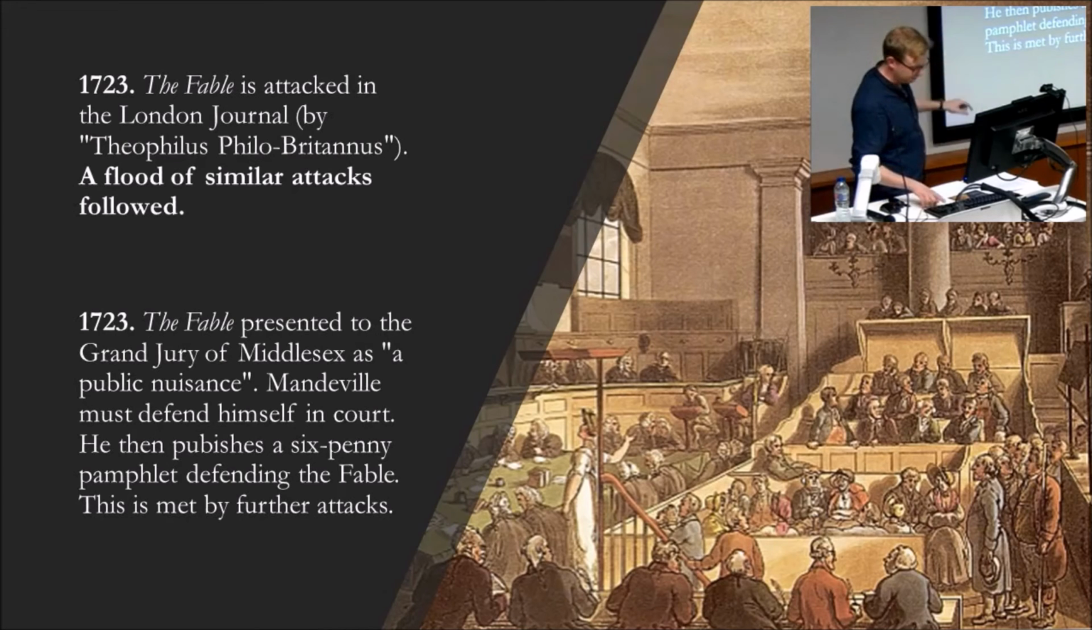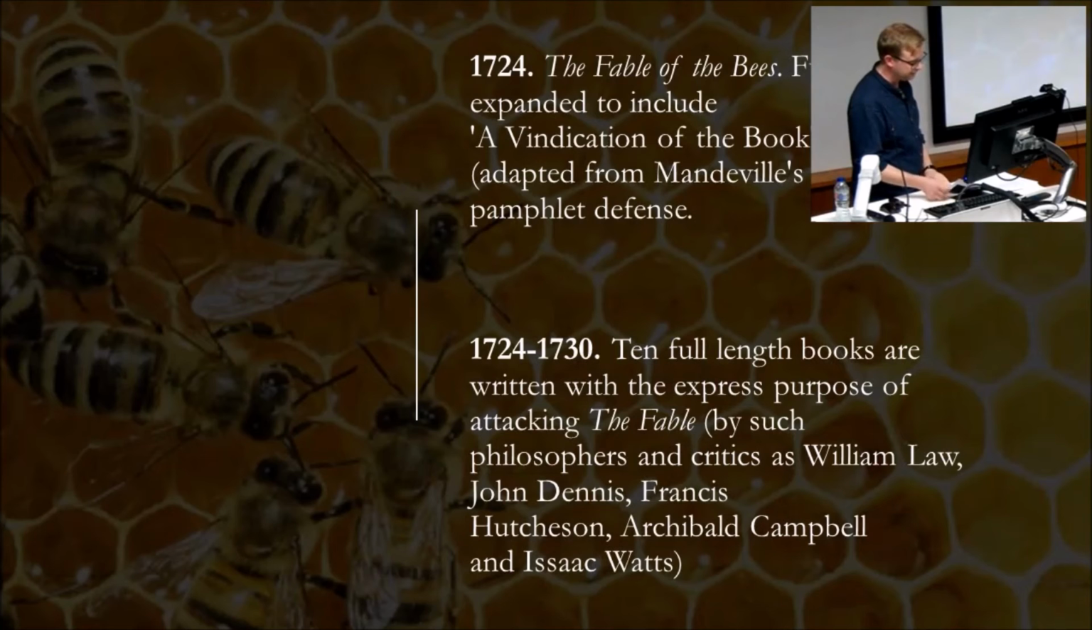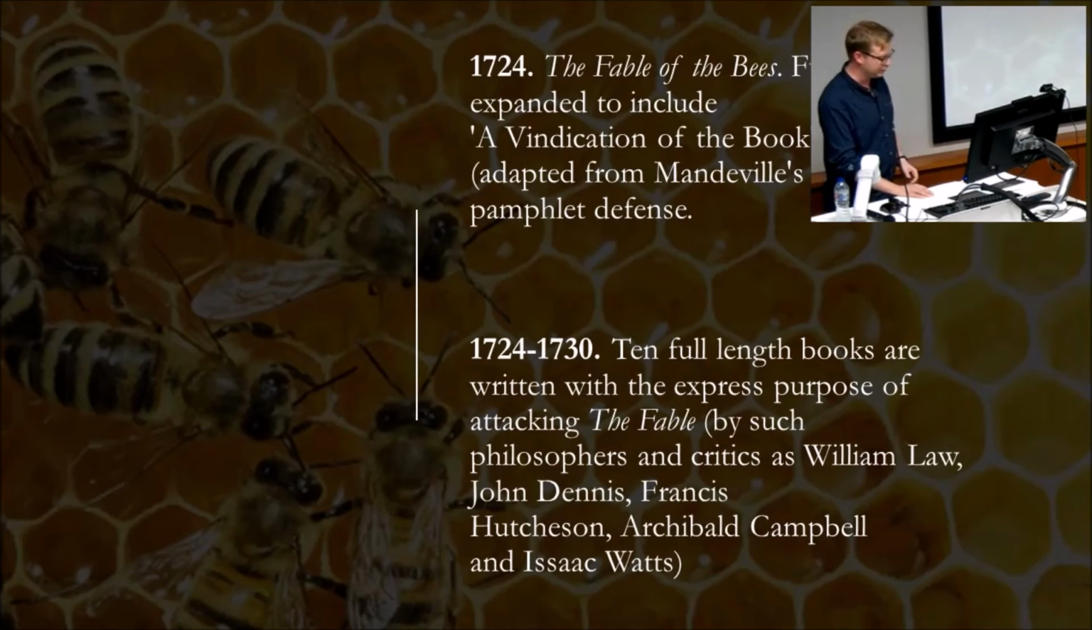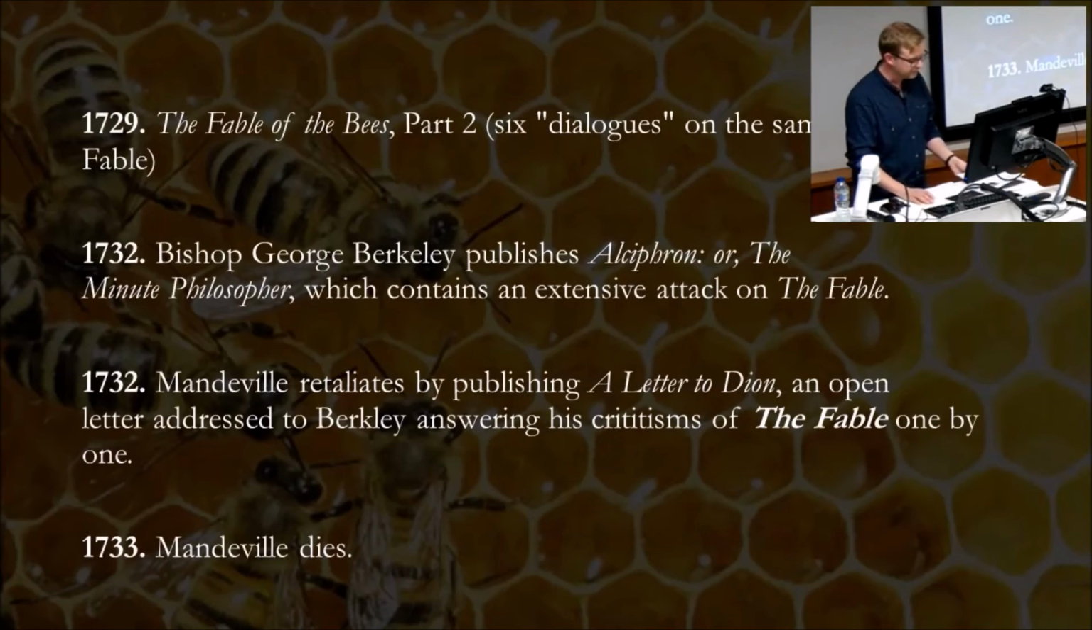So he writes this pamphlet defending the fable. And then a year later, he publishes it again, but with more paratext defending what he's done. Then between 1724 and 1730, 10 full-length books are written with the express purpose of attacking the fable. So different philosophers are coming out and writing monograph-level studies on what is wrong with the fable. Not just the poem, but some of the essays, but a lot of it is directed at the poem.